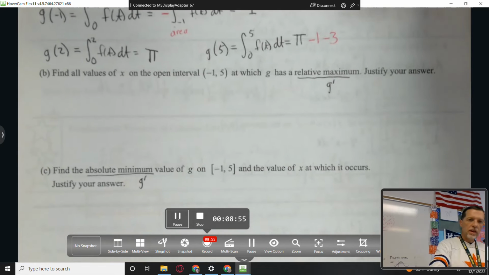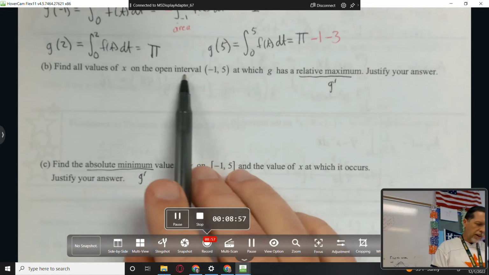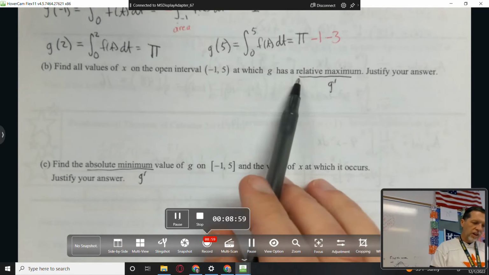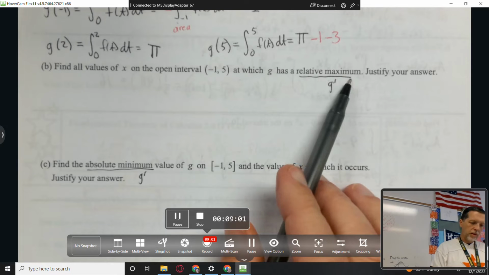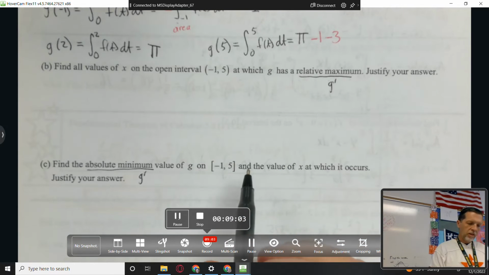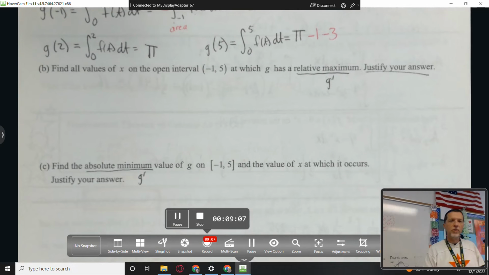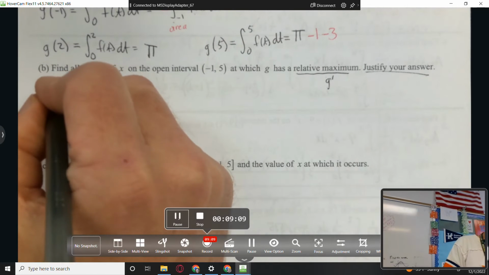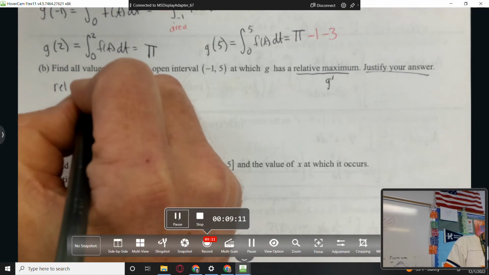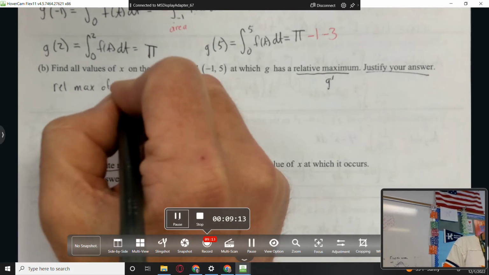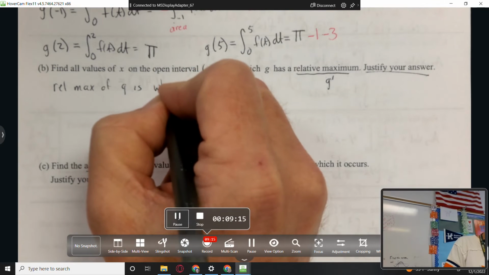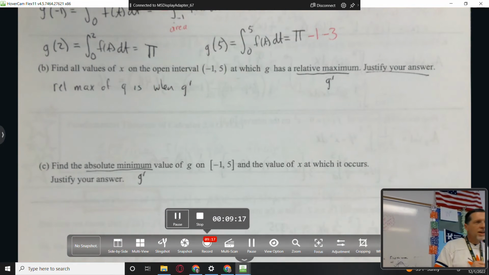Part B. Find all values of x on the open interval at which g has a relative maximum. Justify your answer. Let's justify our answer first, because then we'll know what to look for. So a relative max of g is when g prime.